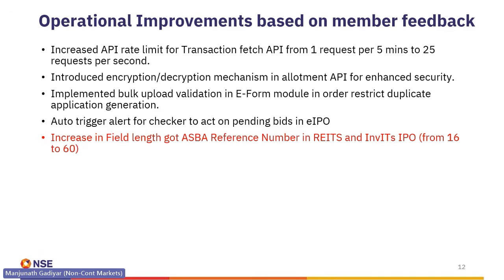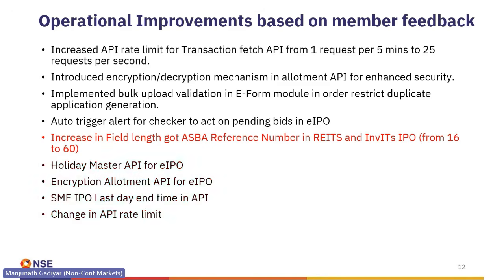Another feedback we received from members was an increase in field length for the ASBA reference number. Especially in the case of REITs and InvITs, the ASBA reference number was more than 16 characters, while earlier the system had 16. So we have increased it from 16 characters to 60 characters. Now everyone can accommodate, whoever had 20, 25 or 30 characters, especially banks. So the ASBA reference number for REITs and InvITs has been increased to 60.